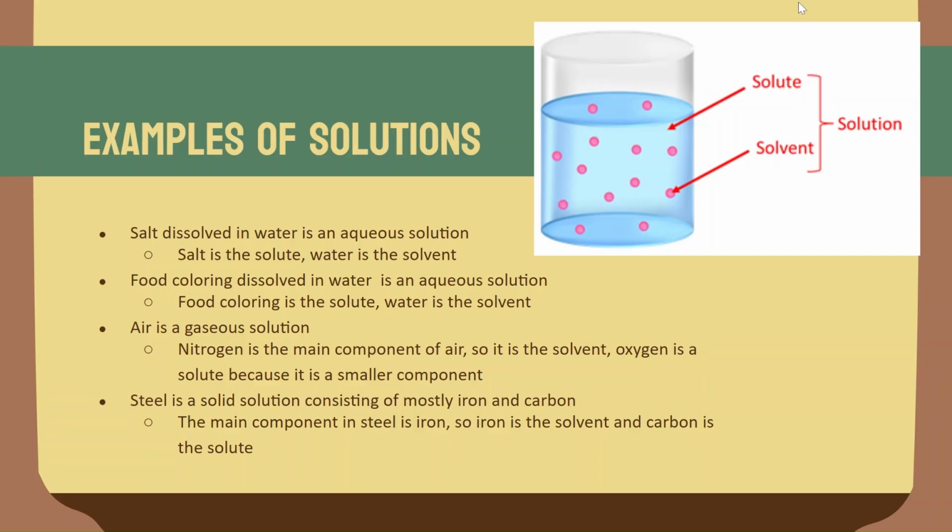So the carbon is dissolved into the iron. The main component, the thing I have most of, is the iron. That means the iron is the solvent. The thing I have less of, the thing that is being dissolved, is carbon. So carbon is my solute.